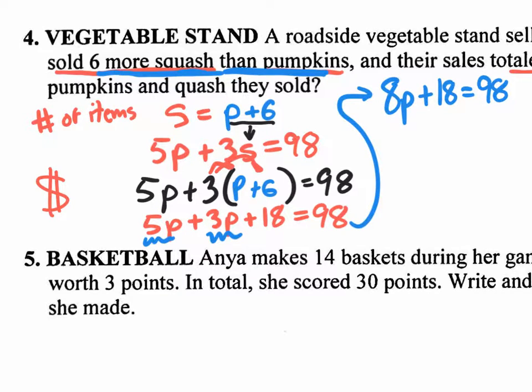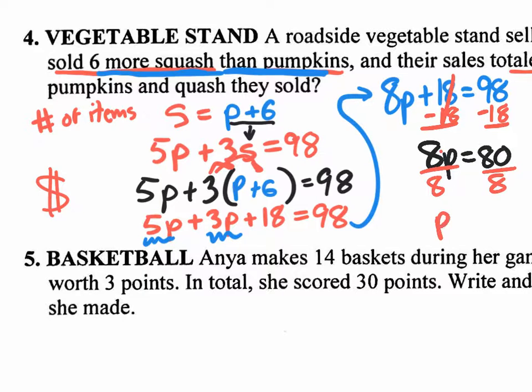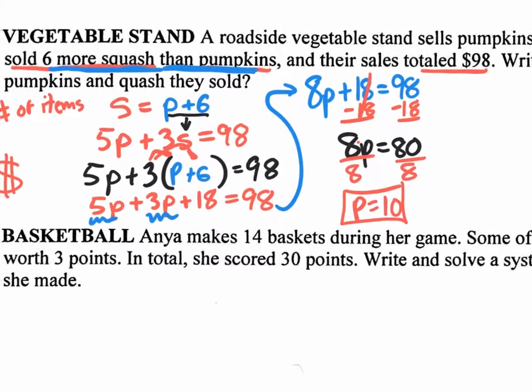I just rewrote it. Let's continue to solve this by subtracting 18. Subtracting 18, we will get 8P equals 80. And now we'd have to divide by 8. Divide by 8, P equals 10. So this tells us that we sold 10 pumpkins that day.